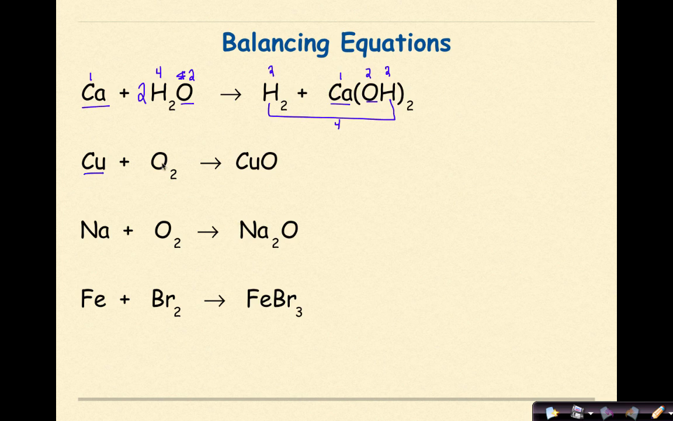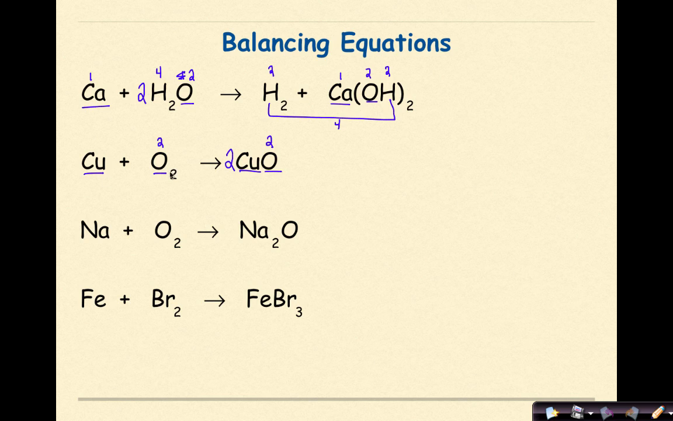I have copper plus oxygen gives me copper 2 oxide. All right, so 1 copper, 1 copper. 2 oxygens, ooh, 1 oxygen. I need to get my product side to have 2 oxygens. So I'm going to throw a coefficient of 2 in the front. So if that 2 distributes through, I have 2 oxygens here, 2 oxygens here.